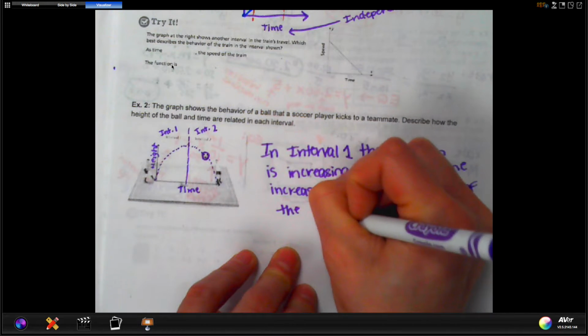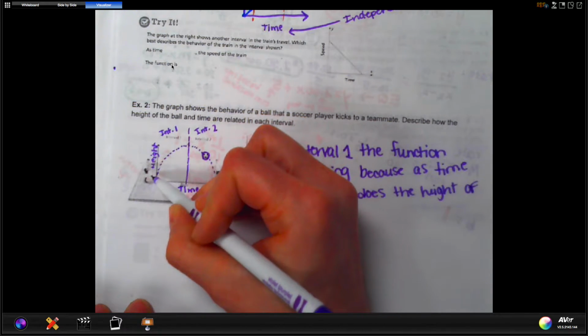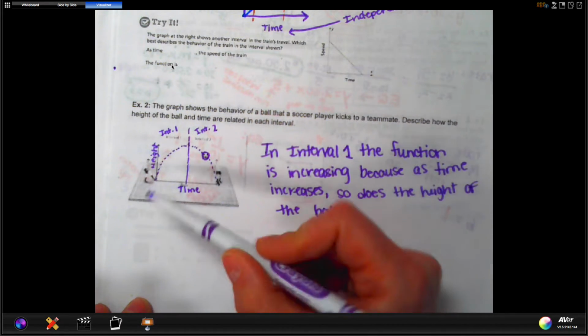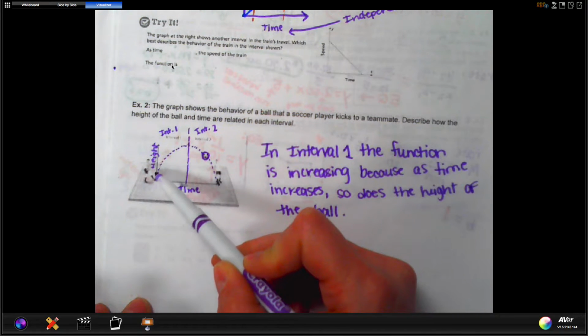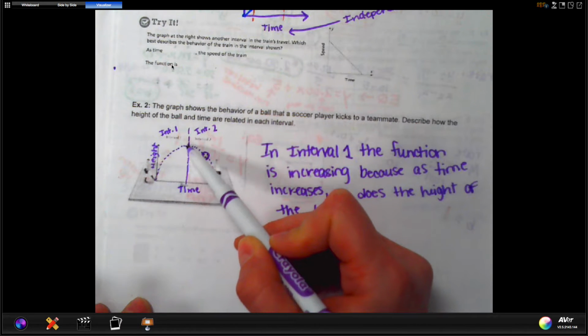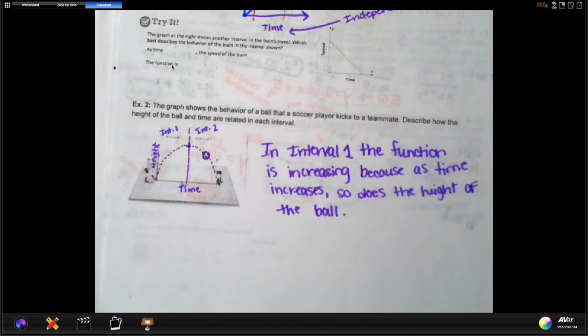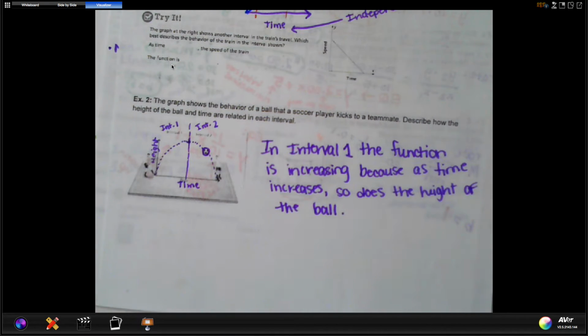Okay, so this is pretty easy, right? When you look at this picture, this guy kicks it, and so in the qualitative graph in interval 1, it's increasing because as the time increases going this way, the height of the ball increases. Well, then it hits its maximum height, and then we're into interval 2. Interval 2 is really easy.